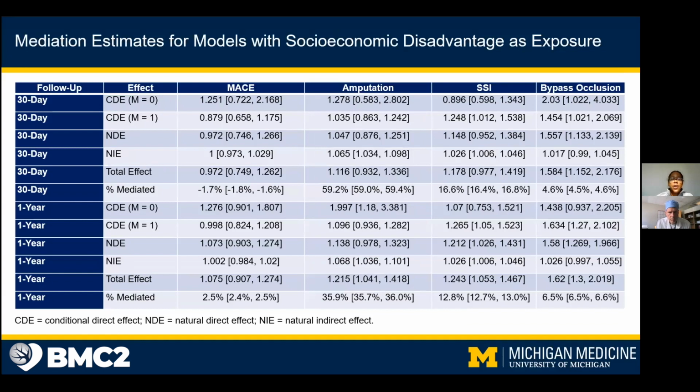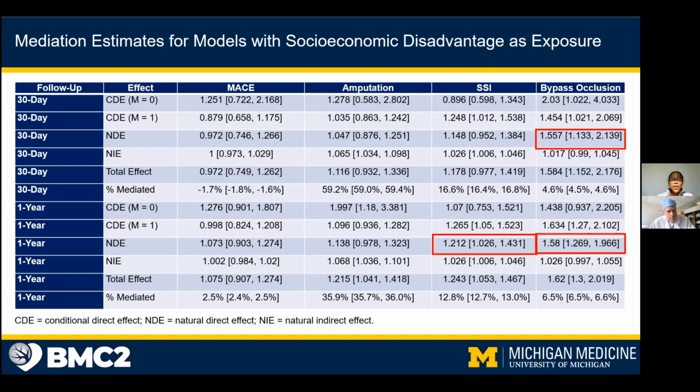And then based on the conditional direct effect, in the absence of CLTI, patients in the 5th quintile for SDI had increased odds of 30-day bypass occlusion and 1 year amputation. And then in the presence of CLTI, patients in the 5th quintile for SDI had increased odds of SSI at 30 days and 1 year. And they also had increased odds of 30-day and 1 year bypass occlusion.